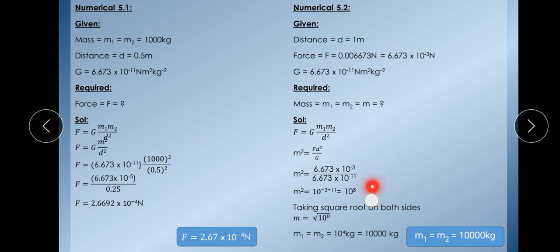As this minus 11 will shift to the numerator, it will become plus 11, and we will solve it with 10 raised to power minus 3, it will become 10 raised to power 8, and 6.673 and 6.673 will cancel with each other. So m square will become 10 raised to power 8. Taking square root on both sides to get the value of m, m1 and m2 are 10 raised to power 4 kg each. Mass will be the answer.